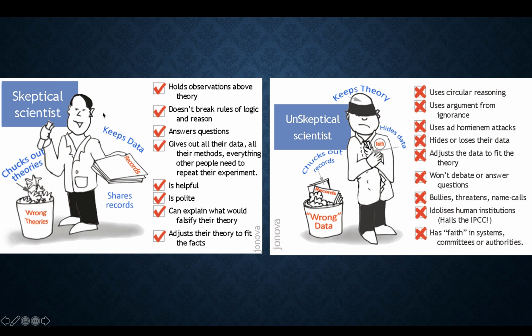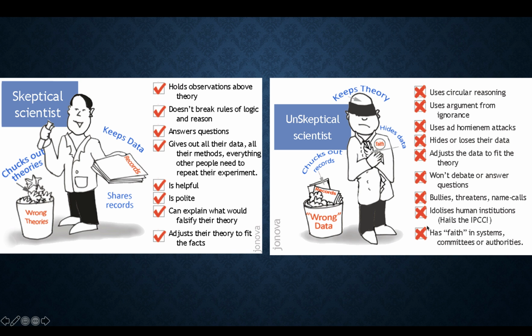There's two different kinds of scientists, right? The good and skeptical scientist and the bad, unskeptical scientist. So a good scientist holds observations above theory. They don't break rules of logic. They're nice in that they'll answer questions. They're helpful, polite. They will give out all their data, their methods, everything that other people would need to repeat their experiment, because they're not interested in ego. They just want truth, right? They want to find the right answers. So that involves making all their information available, right? They're polite. They even explain what would falsify their hypothesis, right? They present the counter argument.